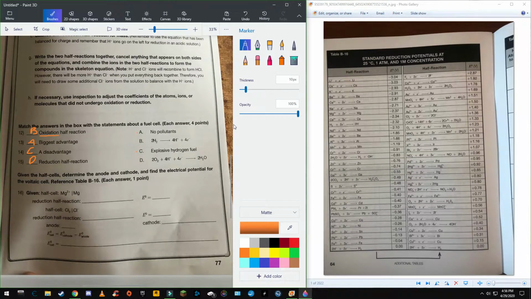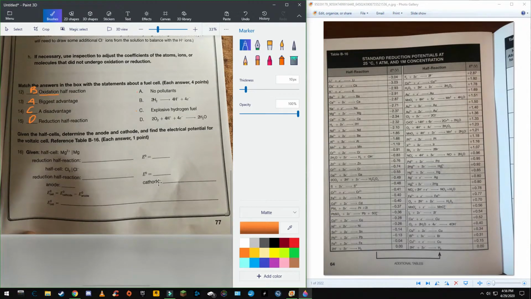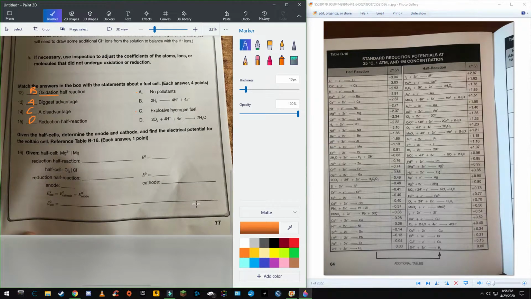Down here though, this half cell stuff, this is where you definitely need this chart. Because it looks complicated, but if you just look at this graph over here, it's actually incredibly easy. So right here it says, given the half cells, determine the anode and the cathode and find the electrical potential for the voltaic cell. So if we look here, the cathode is positive.